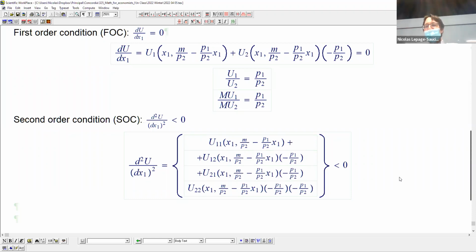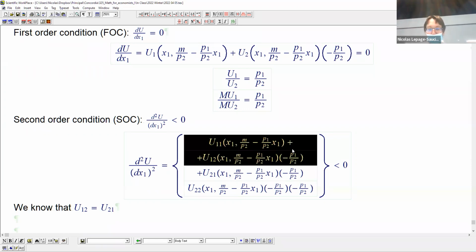Some property of cross derivatives? Yeah, exactly. So we know U1,2 equals U2,1. Yeah, that's not a great help, but that's a bit of a help. It can help us simplify. So in the end, we get the following.